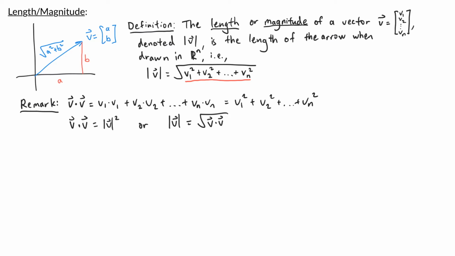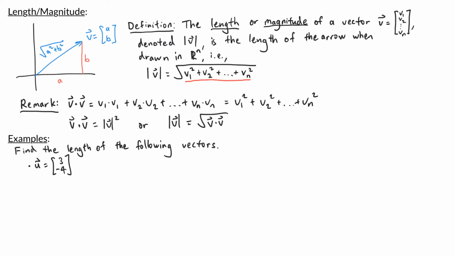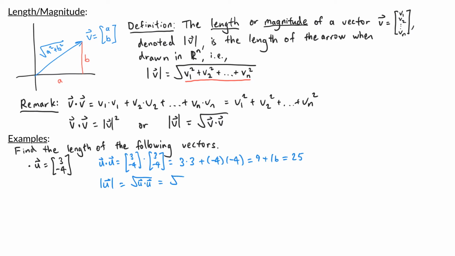So let's look at a few examples. So here we want to find the length of the following vectors. In our first example, we have the vector u with entries 3, negative 4. So first we can calculate u dot u. That's the vector 3, negative 4 dot 3, negative 4, which is 3 times 3 plus negative 4 times negative 4, which is 9 plus 16, or 25. Now the length of u is the square root of u dot u, so that's the square root of 25, or 5.